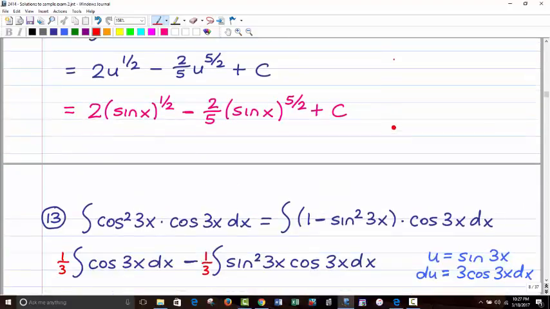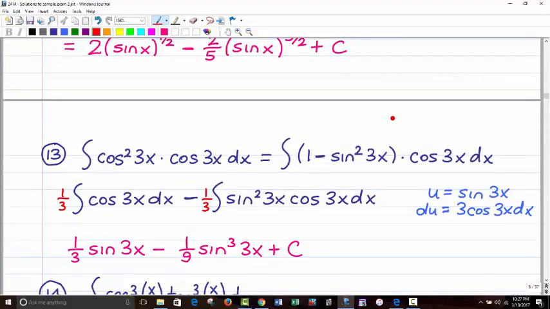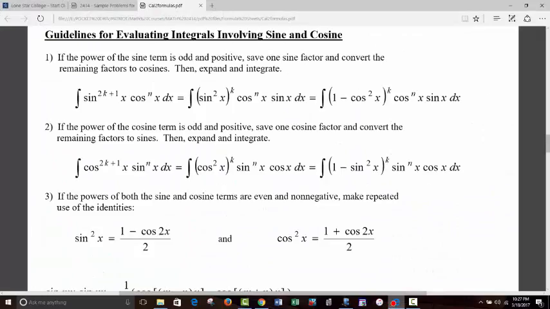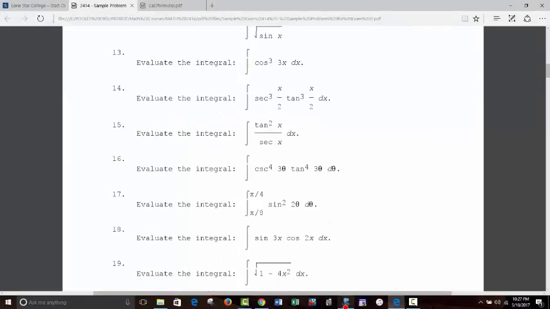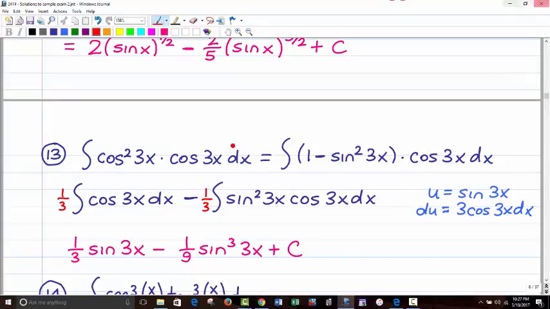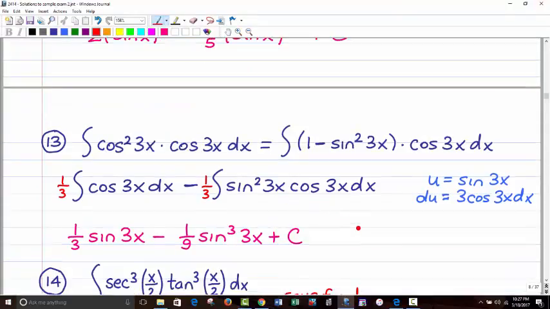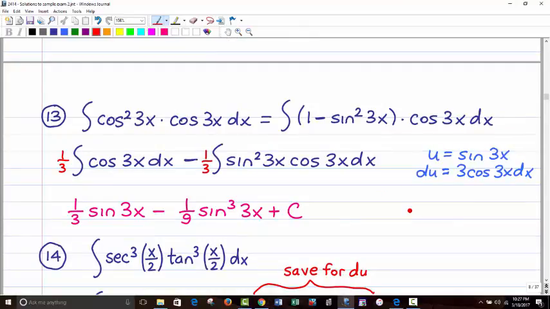Number 13. Cosine squared 3x, let me bring up the original. So that obviously has to be cosine cubed here. So there it is. Number 13 is cosine cubed. And so you take away one of the cosines and convert the other one to sine. Similar to the last problem.